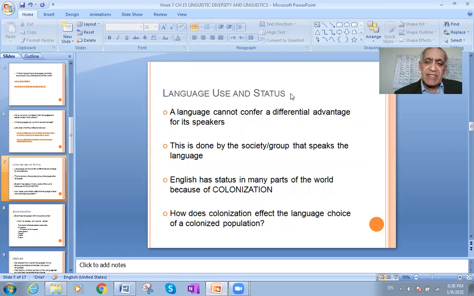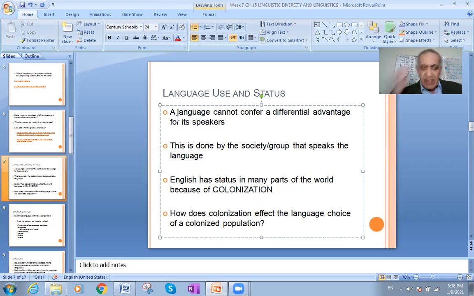Language use and status: a language cannot confer a differential advantage for a speaker. No, it won't give better advantages. This is done by the society group that speaks the language. English has status in many parts of the world because of colonization. Because England has its colonies everywhere, a big part of the world is talking English.